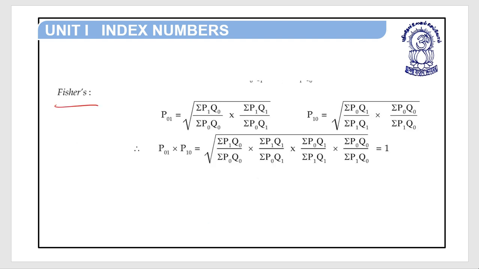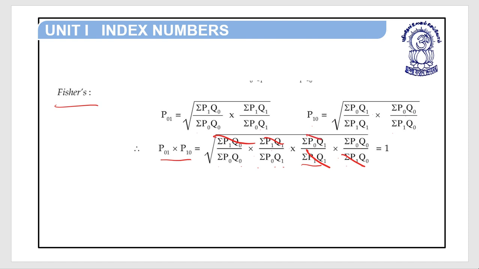So in Fisher's formula, P01 is equal to under root of sigma P1 Q0 upon sigma P0 Q0 into sigma P1 Q1 upon sigma P0 Q1. P10 is equal to under root of sigma P0 Q1 upon sigma P1 Q1 into sigma P0 Q0 upon sigma P1 Q0. P01 into P10 is equal to under root of sigma P1 Q0 upon sigma P0 Q0 into sigma P1 Q1 upon sigma P0 Q1 into sigma P0 Q1 upon sigma P1 Q1 into sigma P0 Q0 upon sigma P1 Q0. So that was cancelled.